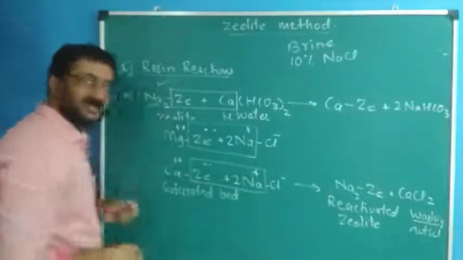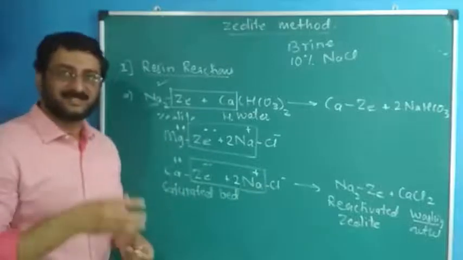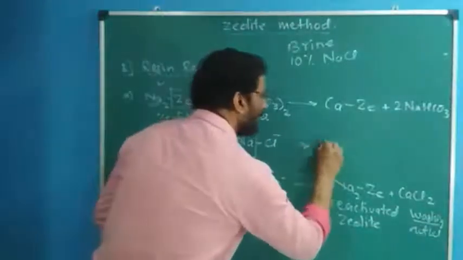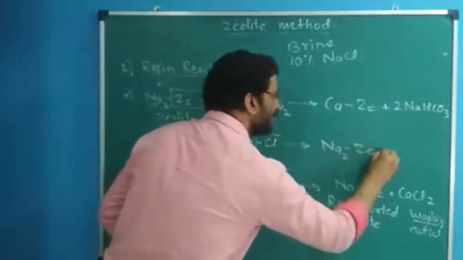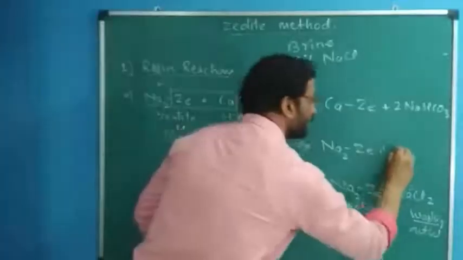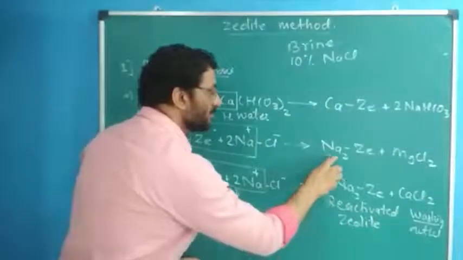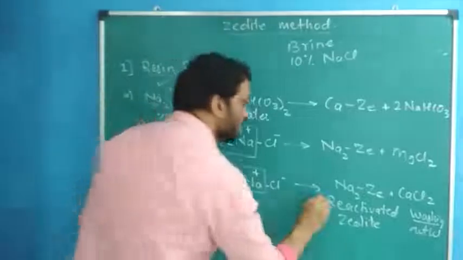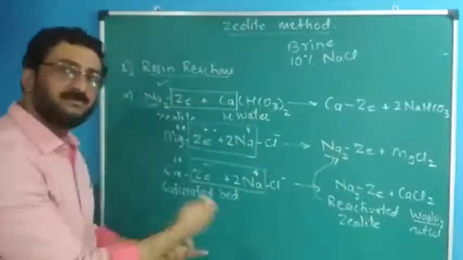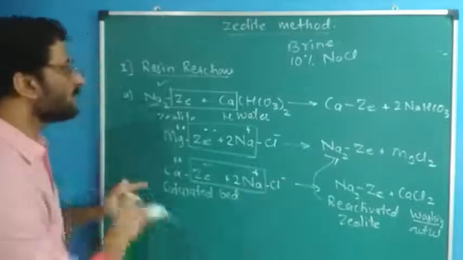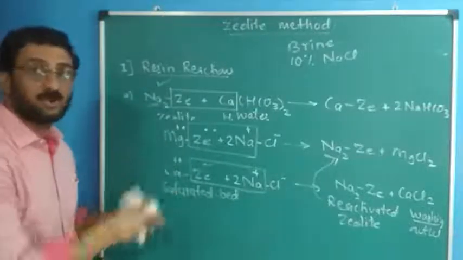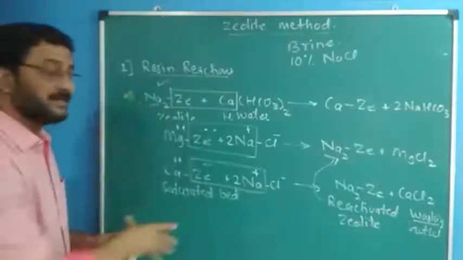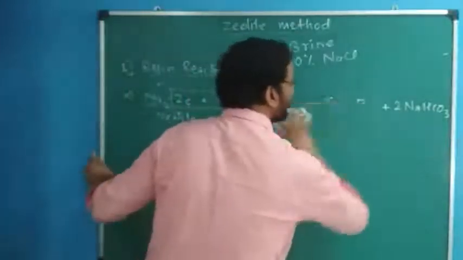When you pass 10% NaCl over the bed of saturated zeolite, there is an exchange reaction like this. What is the result? I will get Na2Ze plus MgCl2. This Na2Ze is like this: Na plus ions are available for reactivation. This is the reactivated zeolite that can be further used for softening. So these are the 4 reactions we have to write in the short note. With understanding and minimum practice, we can easily write the resin reactions and regeneration reaction, apart from the structure of zeolite.